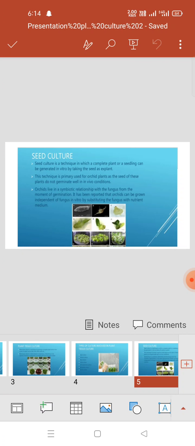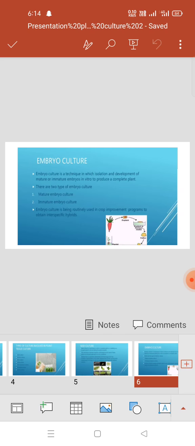conditions. Orchids live in a symbiotic relationship with the fungus from the moment of germination. It has been reported that orchids can be grown independent of fungus in vitro by substituting the fungus with a nutrient medium.